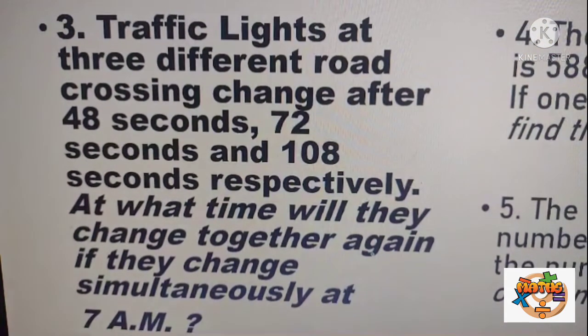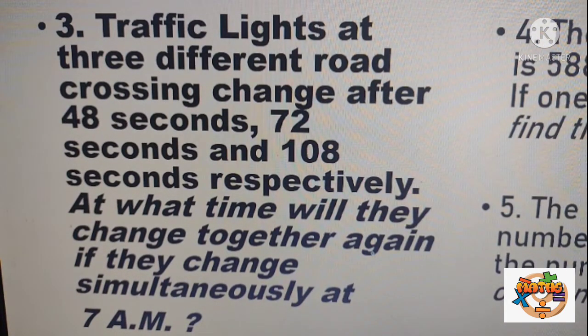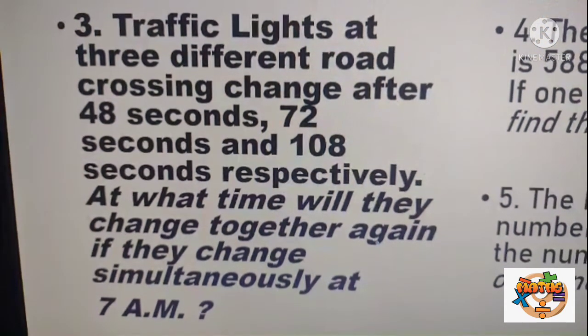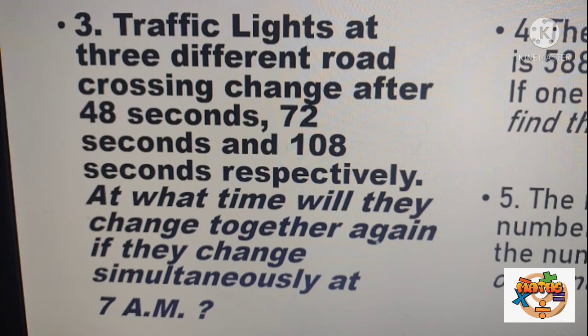Here you can see our next question. First one is, traffic lights at 3 different road crossing change after 48 seconds, 72 seconds and 108 seconds respectively. That means 3 traffic lights are there at different road crossings and they change after 48, 72 and 108 seconds respectively. Question is, at what time will they change together again?